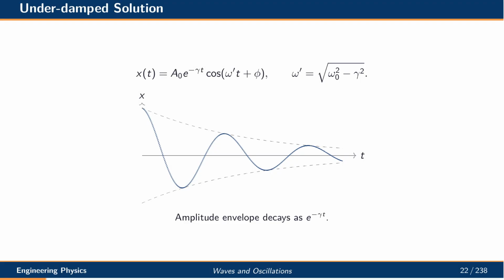In the under-damped regime, the motion is an oscillation whose amplitude shrinks exponentially with time. The angular frequency is slightly less than the natural frequency because damping pulls it down. The graph shows this clearly. The oscillations continue, but they are enveloped by a decaying exponential. This is the typical behavior of mechanical vibrations, electrical circuits, and more.